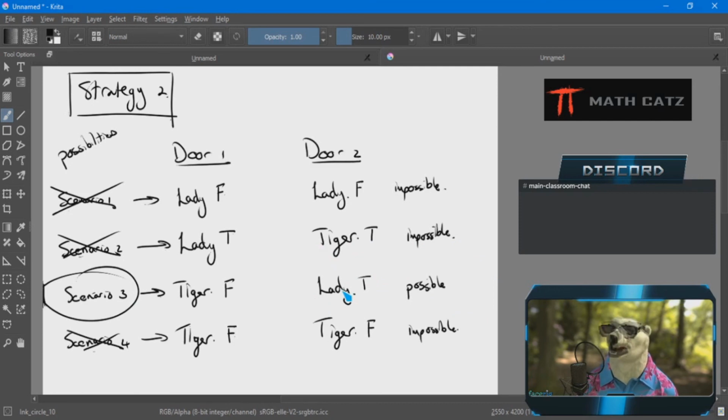Pros and cons of strategy two. I can think of pros and cons for sure. No, just me. Okay.